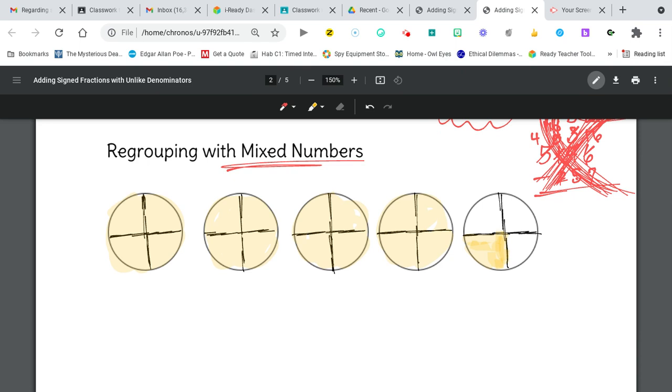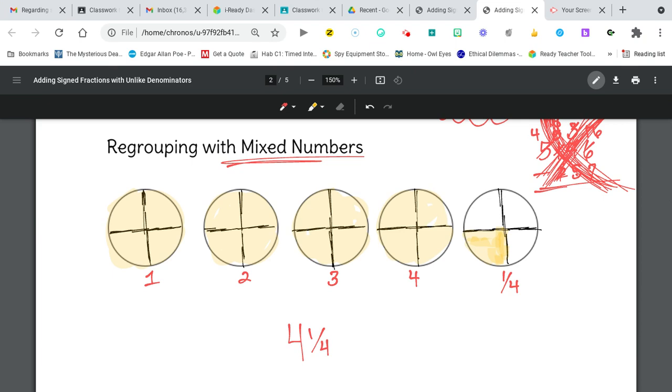So I have 1, 2, 3, 4 whole circles, and then 1 out of 4 shading. 4 whole circles, and then another 1 out of 4 parts of that circle shaded. So that's 1/4. What I want to do is I want to take one of these wholes. So I'm going to take this one, this whole circle, and put it with this one. So I'm going to put these two together.